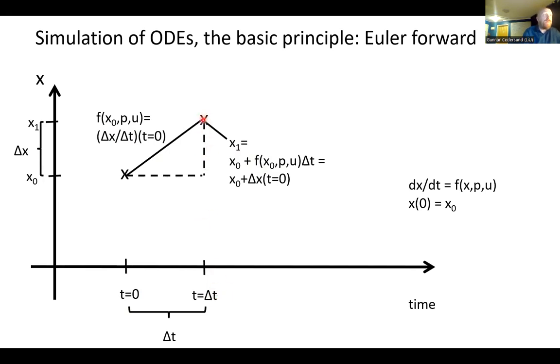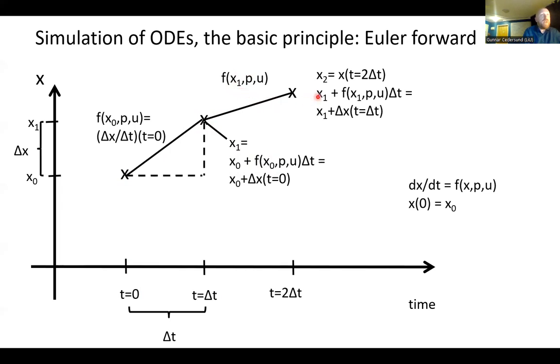And here probably the derivative has changed. So here we need to recalculate the derivative. It might be lower, it might be higher. We need to recalculate it because now we have a new time point. So now we can calculate the derivative again. And then we simply do the same thing again. We start at this new time point, x1, and then we step in the direction of the derivative. And then we have the new value. So that's Euler forward: stepping, calculating the new derivative, stepping, calculating a new derivative, and so on.